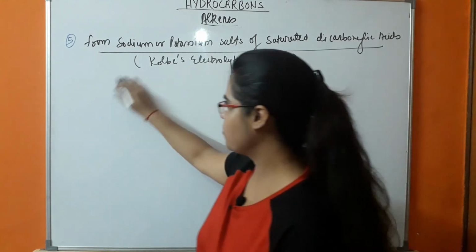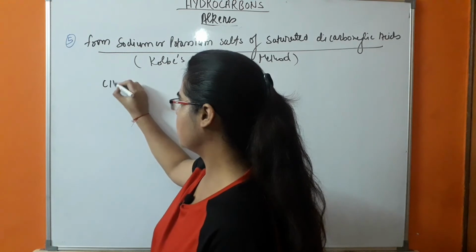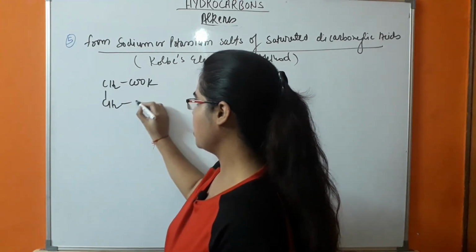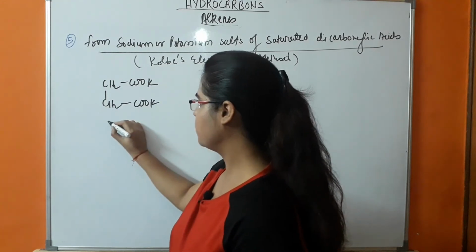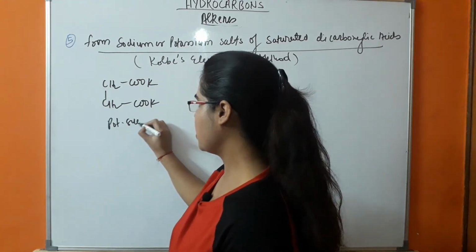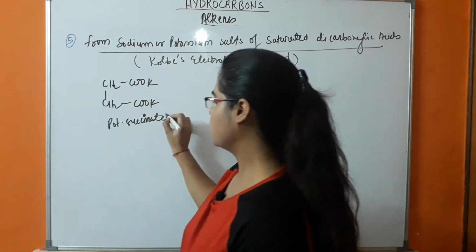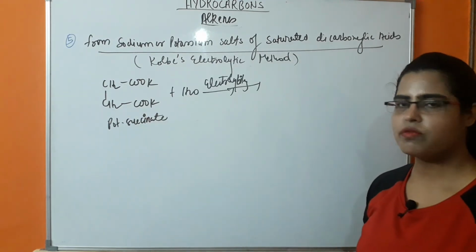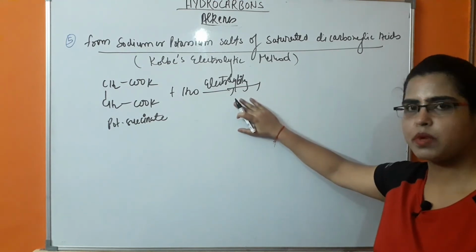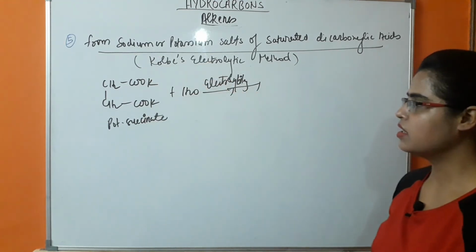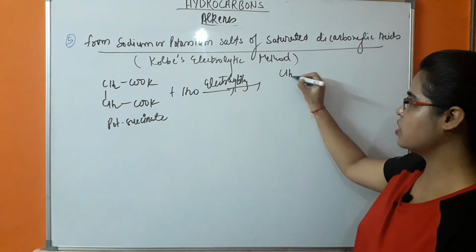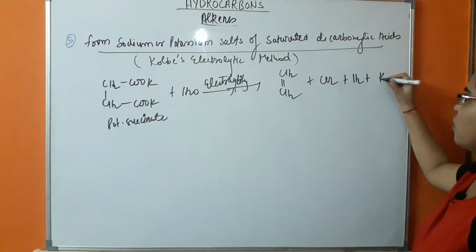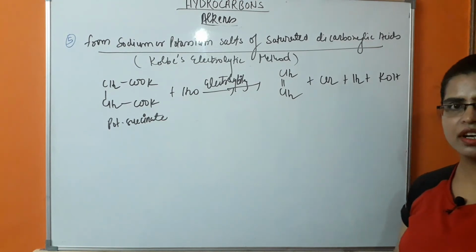So, for example, potassium succinate. This is potassium succinate, that is the common name. You can also write the IUPAC nomenclature. In the presence of water, when electricity is passed through this solution, there will be formation of CH2 double bond CH2, hydrogen, and formation of KOH.